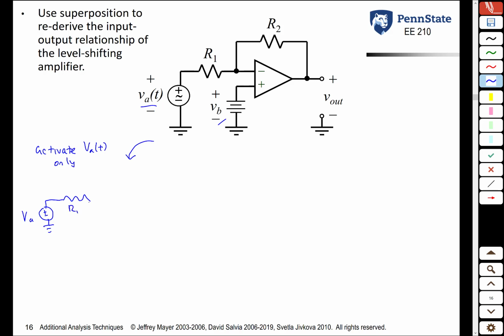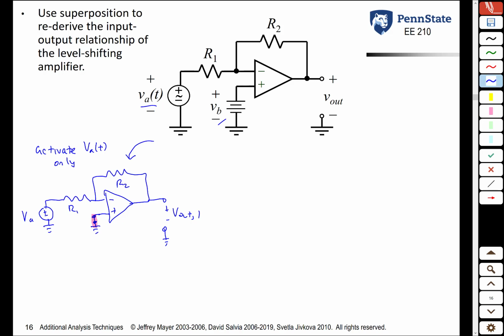You have a resistor R1 going into the inverting terminal of the op-amp. The non-inverting terminal of the op-amp is now going to be grounded. Feedback resistor R2, and the voltage at this output terminal we will call Vout sub 1. And notice by setting VB equal to 0, we're short-circuiting that point there.